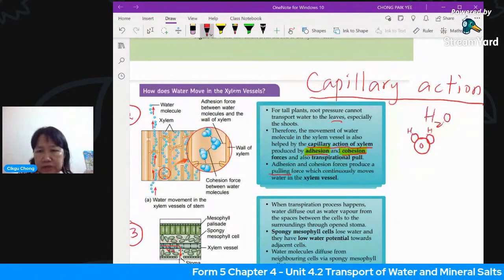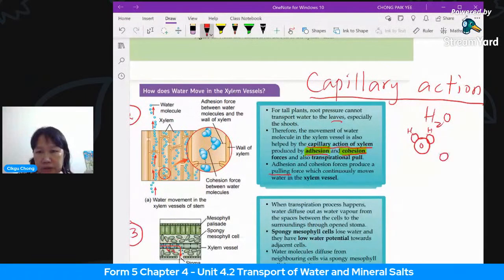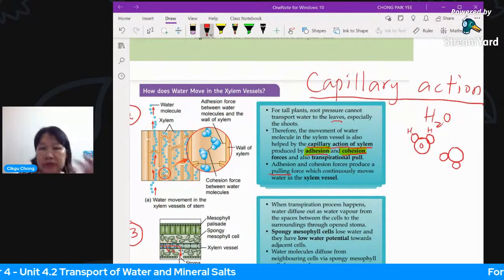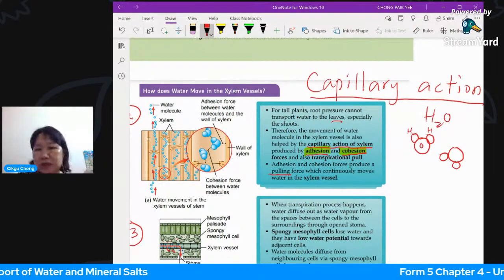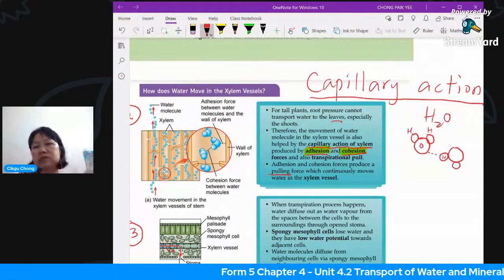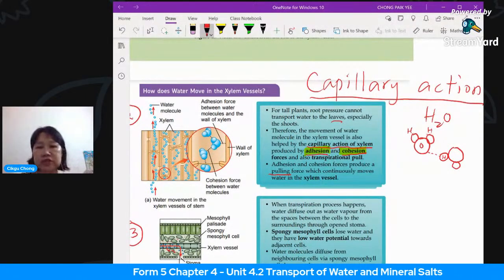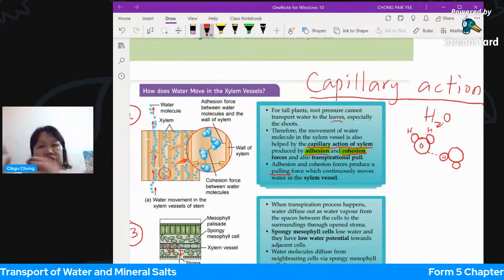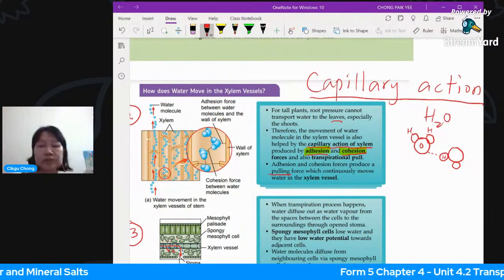And this attractive force, I'm going to draw it the other way around. Okay, like this. Always remember your Mickey Mouse shape. So this one is oxygen, this is going to be hydrogen. There is an attraction here between the oxygen and the hydrogen because they have opposing charges. Oxygen is slightly negatively charged, hydrogen is slightly positively charged.